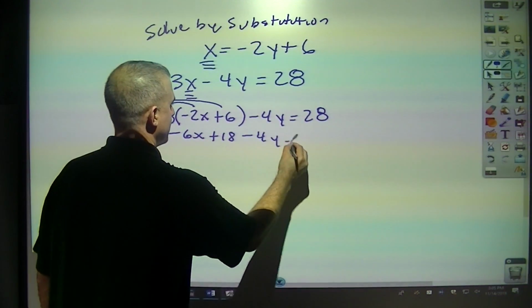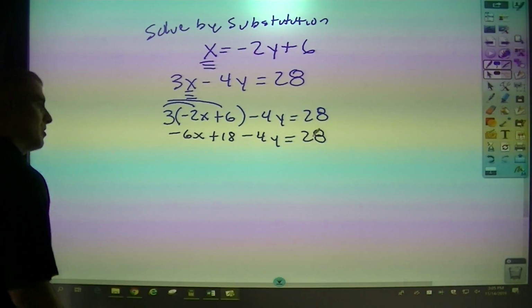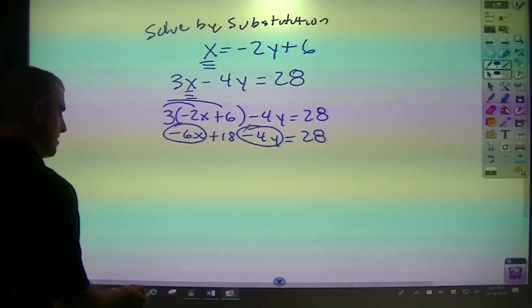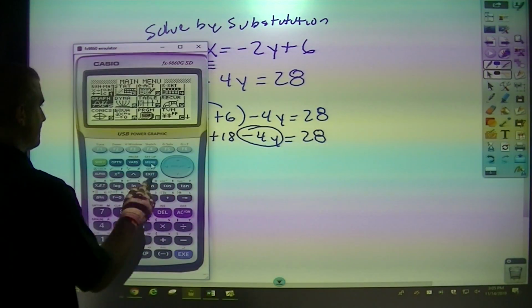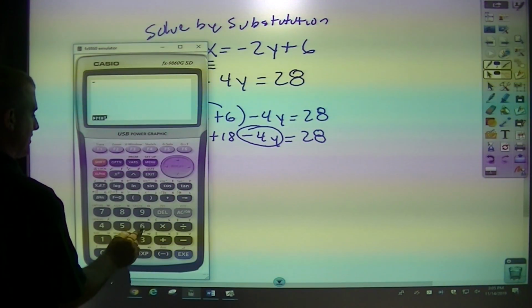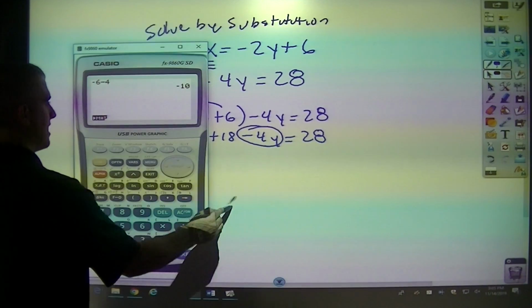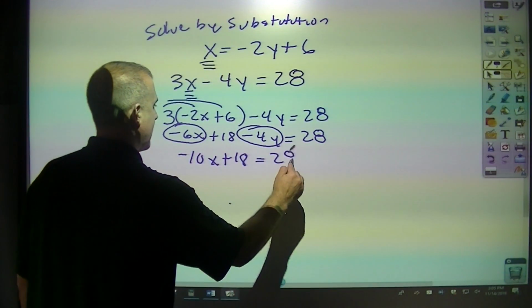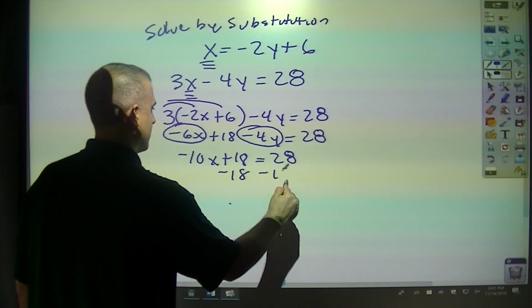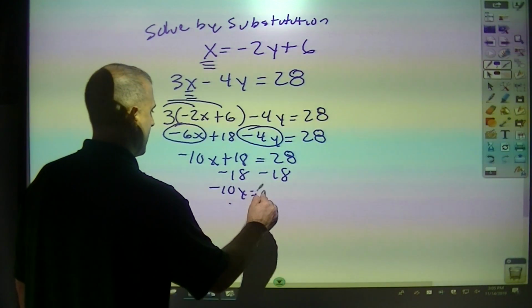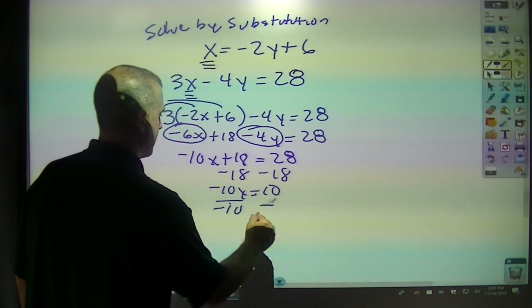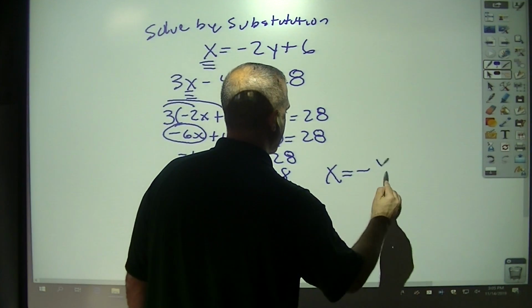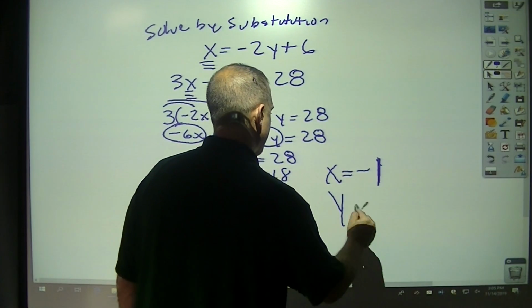Minus 4y equals 28. Now, what you have to be careful of, because these are on the same side, we got to combine the like terms. So, I got negative 6 minus 4 is negative 10. So negative 10y plus 18 equals 28. And now I'm going to solve for y. Negative 10y equals 10. Divided by negative 10. Y equals negative 1.